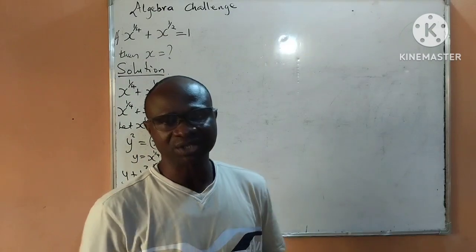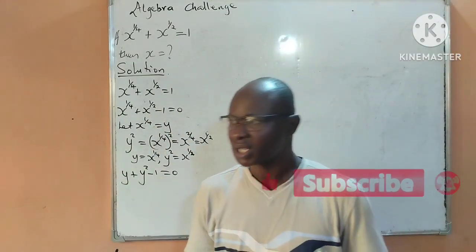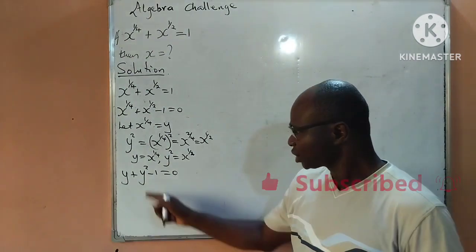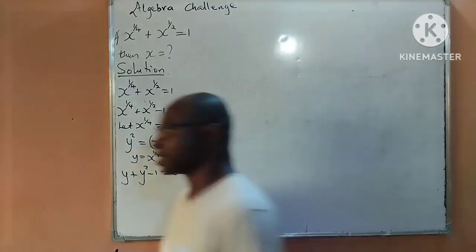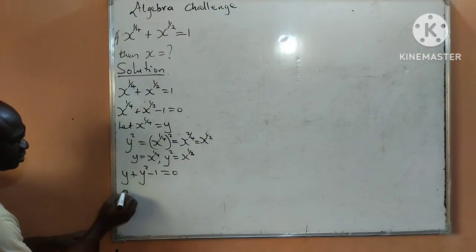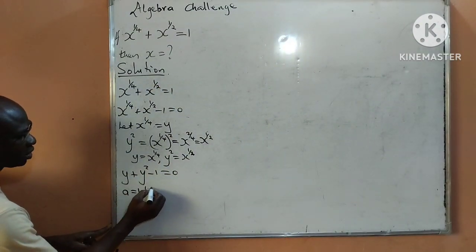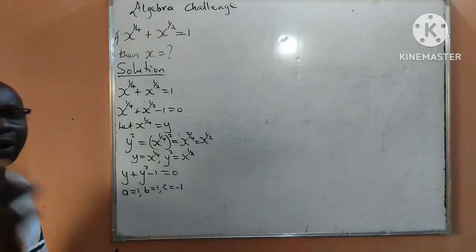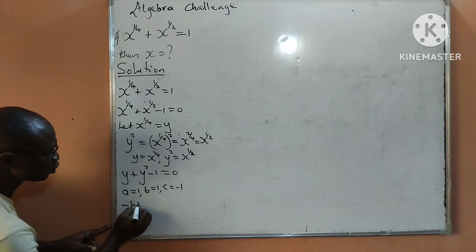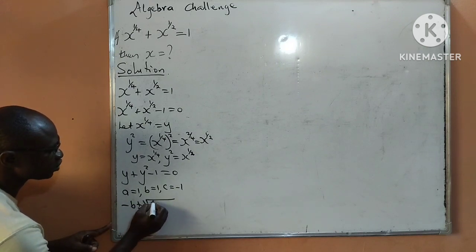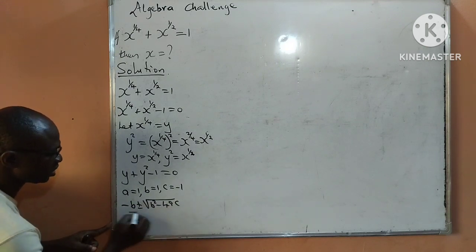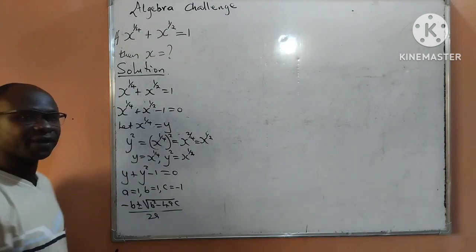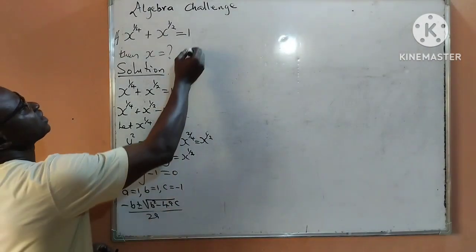If you look at it now, it is a quadratic equation. I can go by any of the methods of solving a quadratic equation, but this time around, let us go by the quadratic formula, which says that from this equation, a is equal to 1, b is equal to 1, c is equal to negative 1. That quadratic formula is minus b plus or minus the square root of b squared minus 4ac all over 2a. By substitution, I put the values of a, b, and c into this quadratic formula.